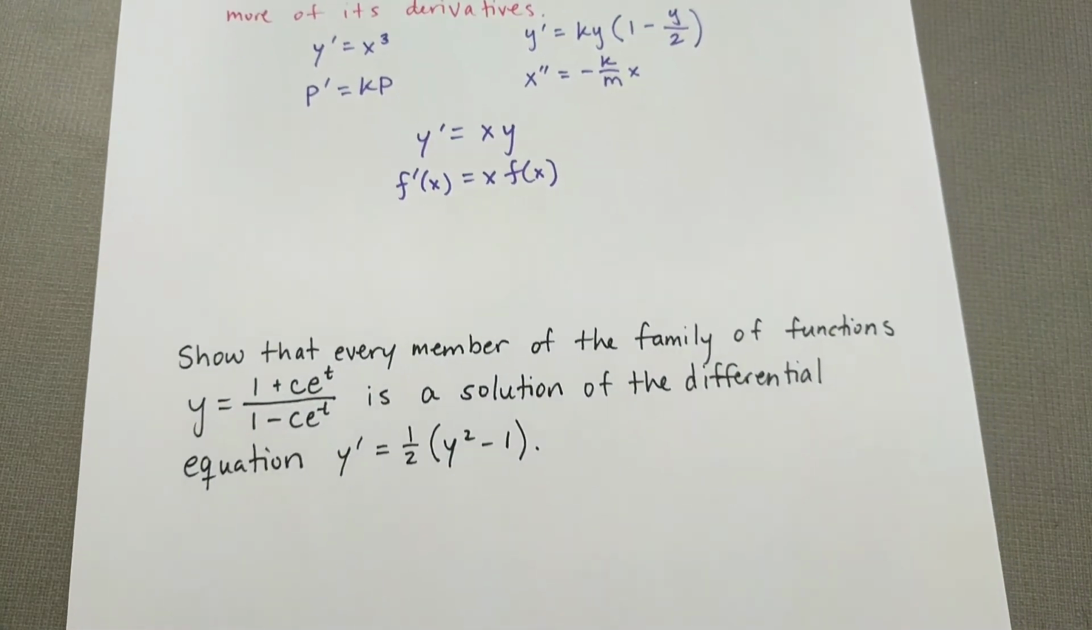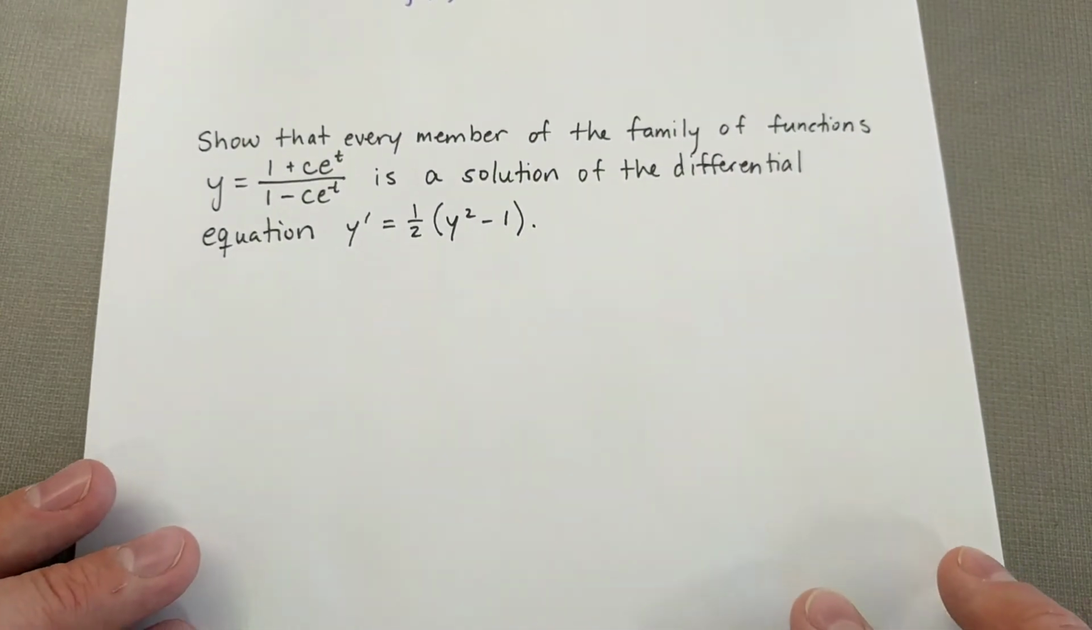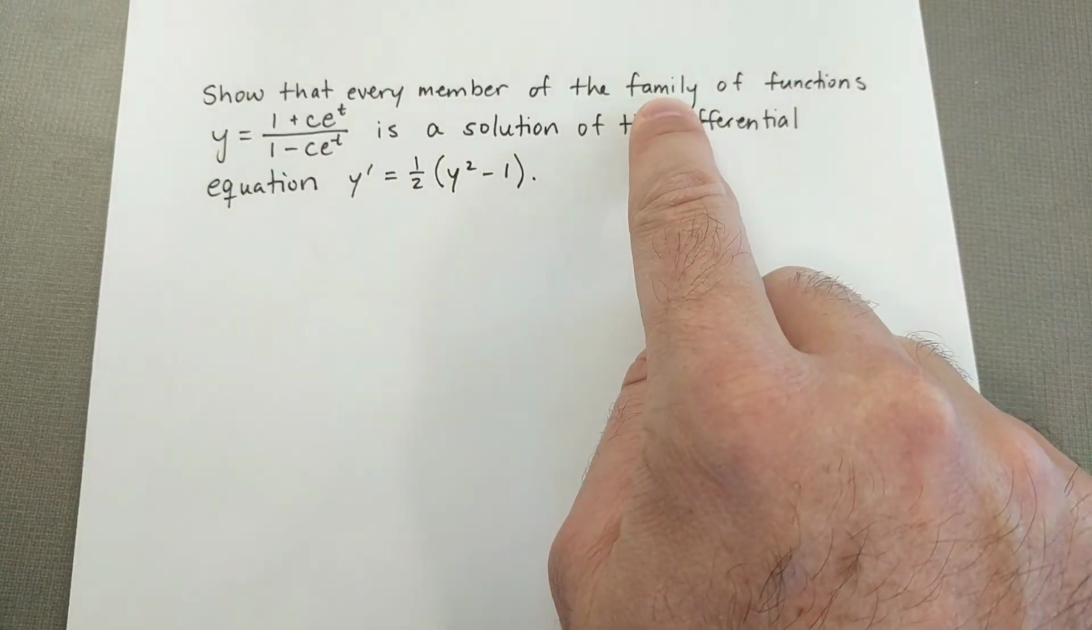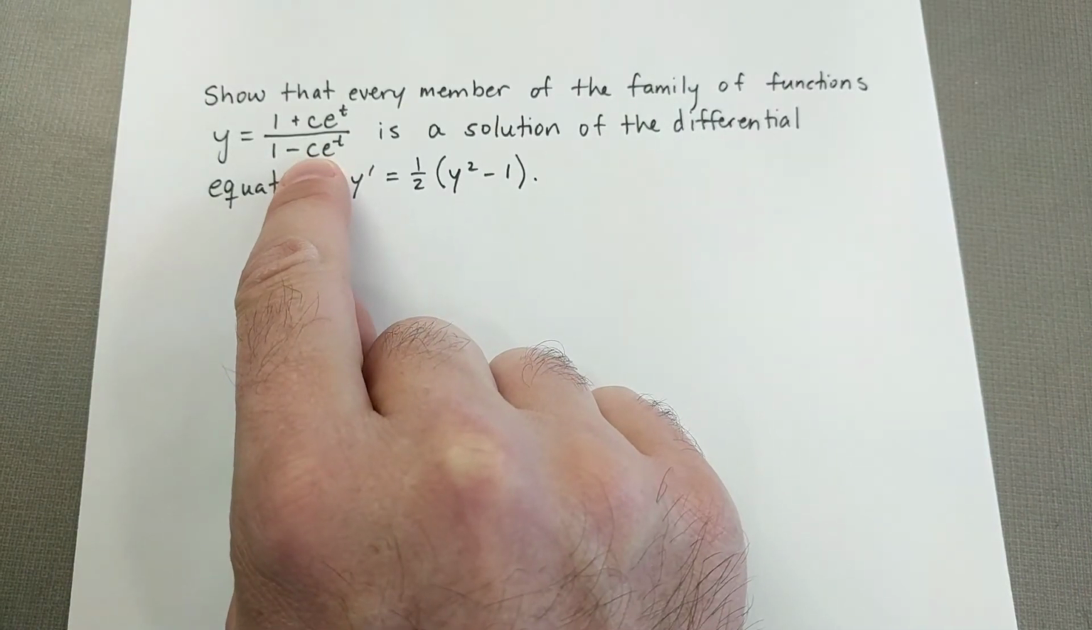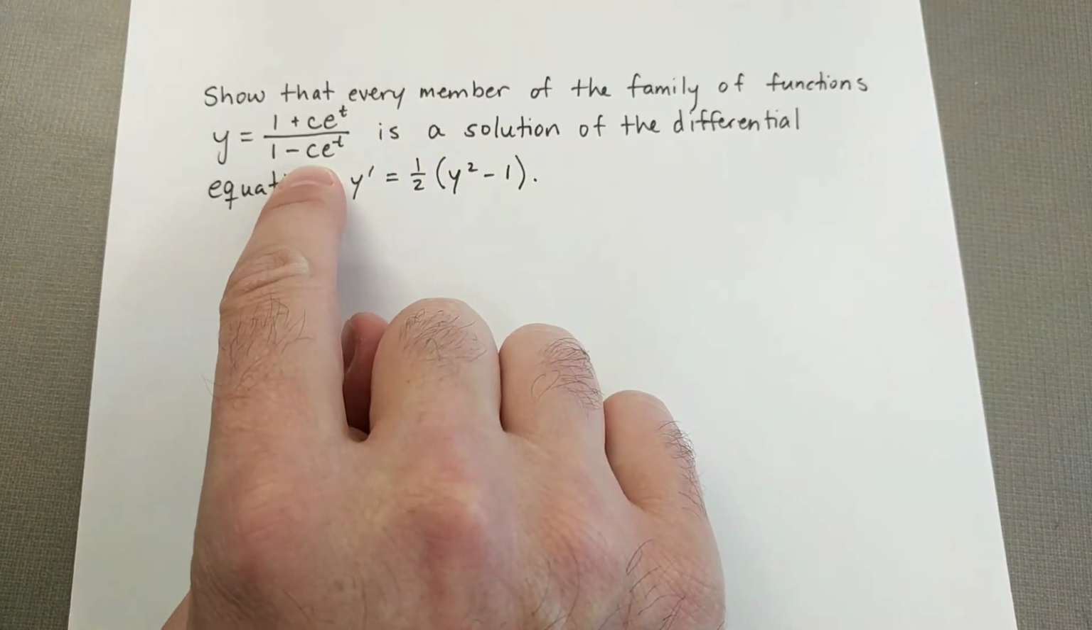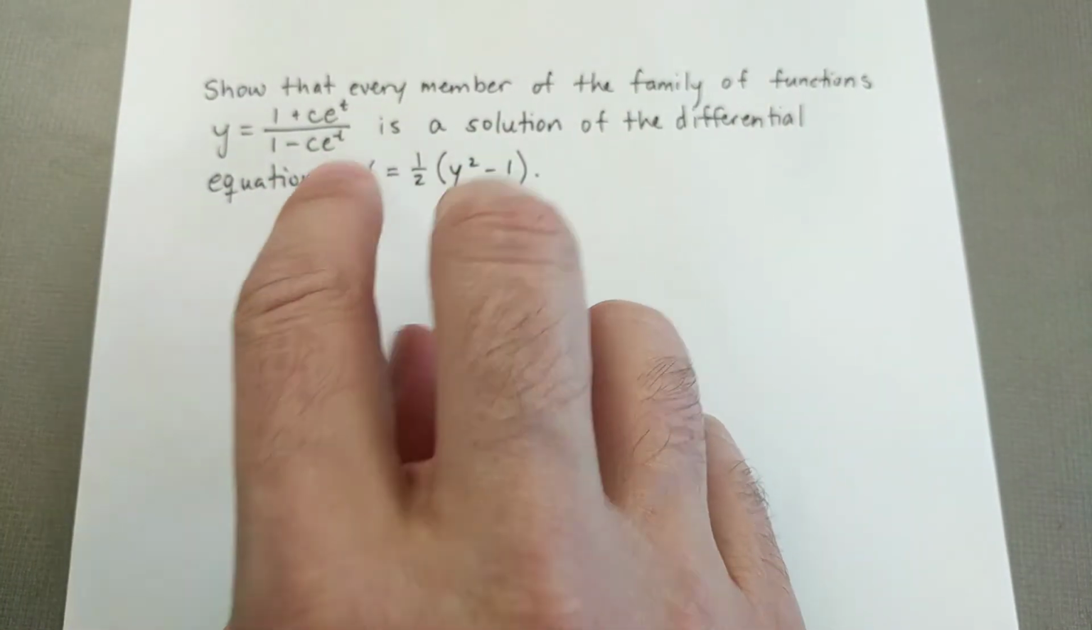We're going to take a look at this example. We want to show that every member of the function family y equals (1 plus c e to the t) over (1 minus c e to the t) is a solution of the differential equation y prime equals 1/2 times the quantity y squared minus 1. It's a family of functions because c is some constant. C could be any number, and it doesn't matter what c is, it should work when you plug it into this differential equation.